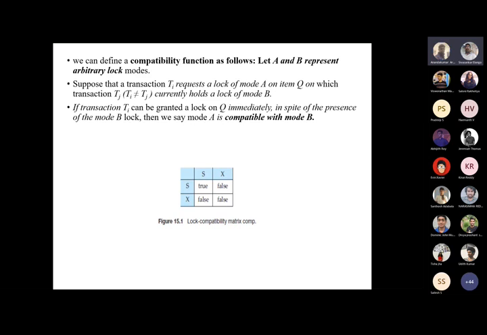So if you look into this lock compatibility matrix, only if both transactions want to obtain a shared mode lock on a particular data item capital Q, it is permitted. Else it is not permitted. The other transaction has to wait till the first transaction completes.